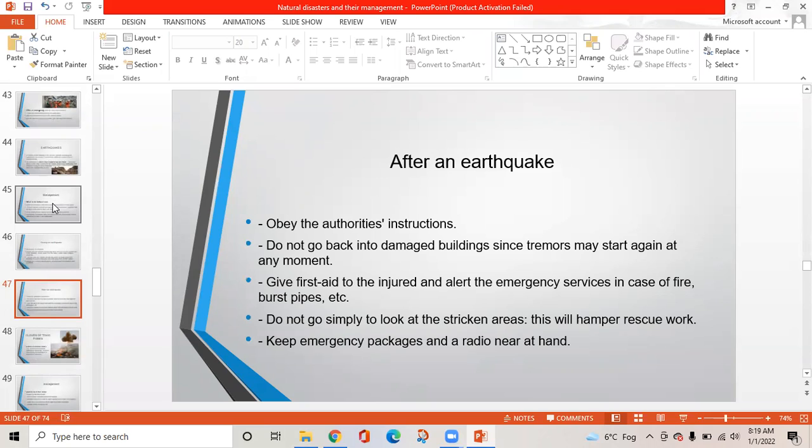After an earthquake, obey the authorities' instructions. Do not go back into the damaged building since tremors may start again at any moment. Give first aid to the injured and alert the emergency services in case of fire or burst pipes, etc. Do not go simply to look at the stricken areas. This will hamper rescue work. Keep an emergency package and a radio near at hand.